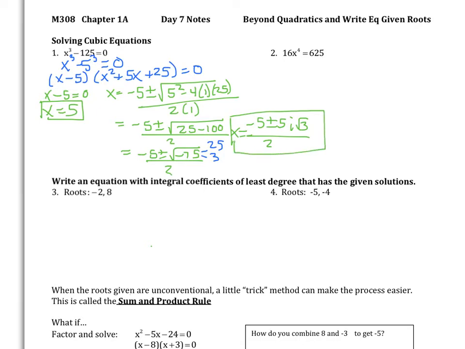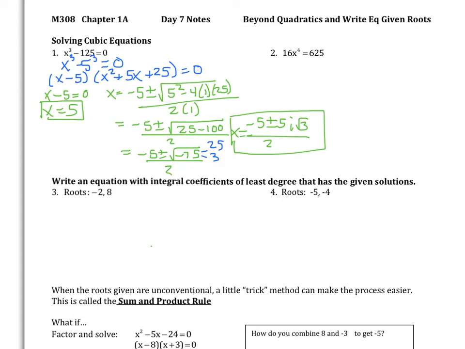Notice that when we solved an x cubed, we ended up with 3 total answers. x equals 5, and this one is representing 2 answers, negative 5 plus 5i root 3 over 2, negative 5 minus 5i root 3 over 2.